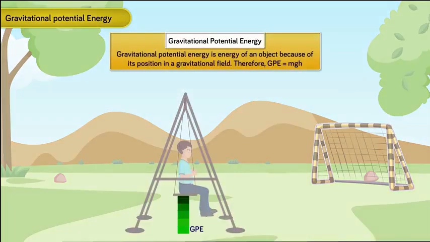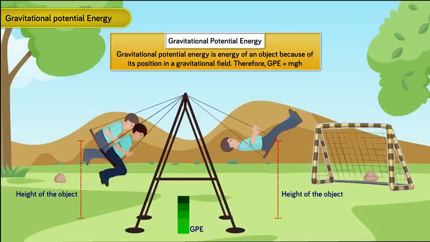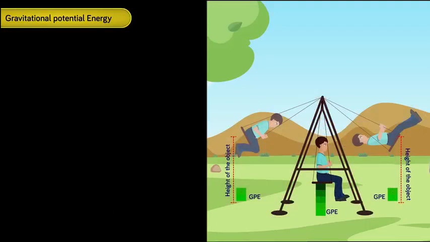What is gravitational potential energy, that is GPE? Gravitational potential energy is the energy of an object because of its position in a gravitational field. Therefore, GPE is equal to mgh. This gravitational energy decreases as the height of the object increases. This means if h is equal to infinite distance, then g is equal to 0. Hence, GPE is equal to 0. If h is equal to large distance, then g is less than 0. Hence, GPE is greater than 0, thus is positive. If h is equal to small distance, then g is greater than 0, and hence GPE is less than 0, thus is negative.